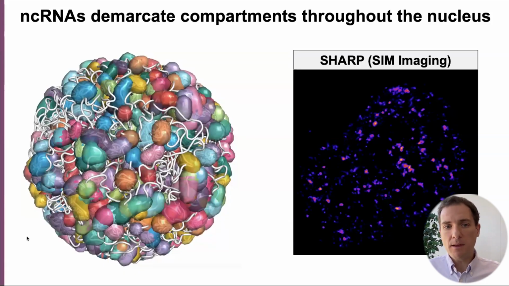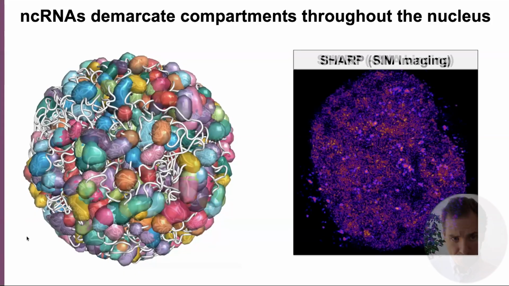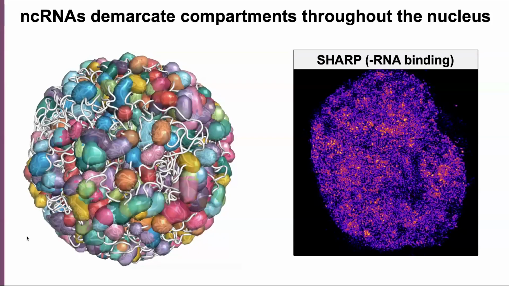And if you disrupt the ability for this protein to bind to RNA, what you see is that this compartmentalized structure is now disrupted, with the protein diffusively localizing more broadly throughout the nucleus, suggesting that in fact these discrete RNA compartments are important for guiding this regulatory protein to specific locations and concentrating it at specific locations.